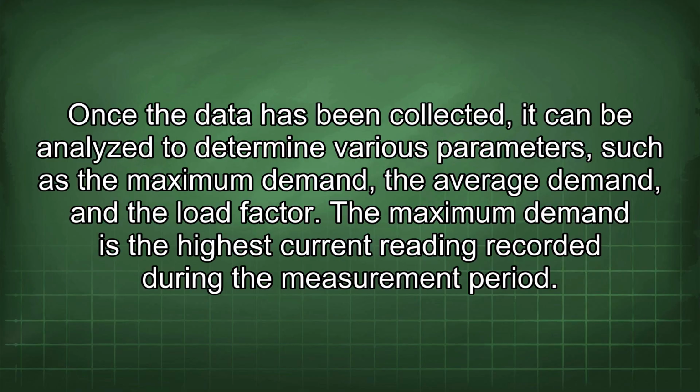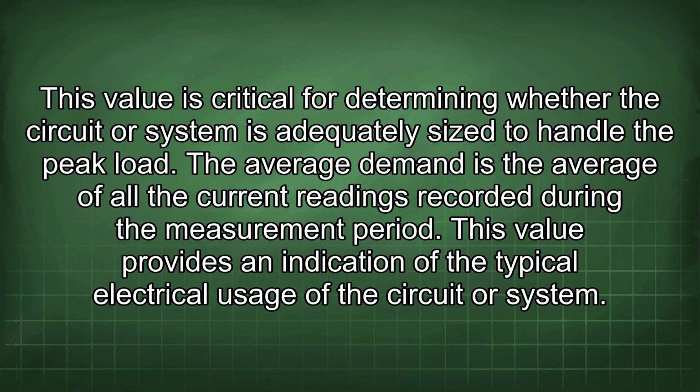The maximum demand is the highest current reading recorded during the measurement period. This value is critical for determining whether the circuit or system is adequately sized to handle the peak load. The average demand is the average of all the current readings recorded during the measurement period. This value provides an indication of the typical electrical usage of the circuit or system.